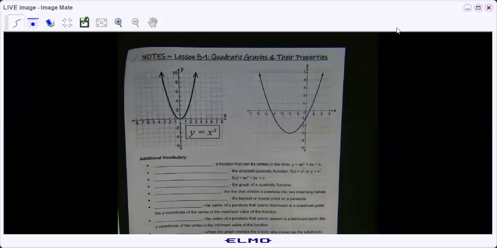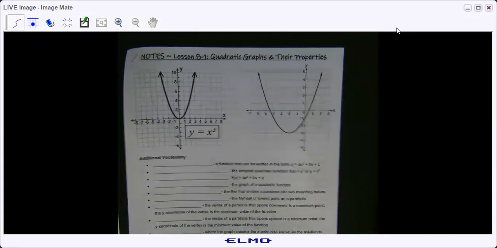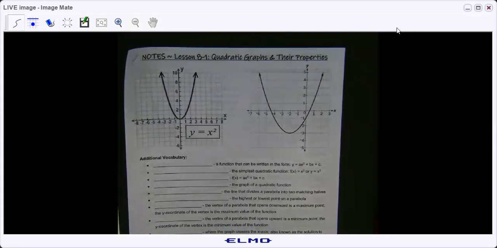Okay, so we're starting chapter 8. I know we have not tested on chapter 7 yet. That's going to be on Thursday. I pushed back the test, but we still have to keep going in order to get through this chapter. This will be the last chapter that we do for the quarter, for the year. And it's all on quadratics.